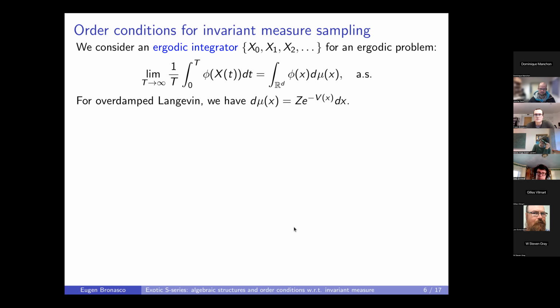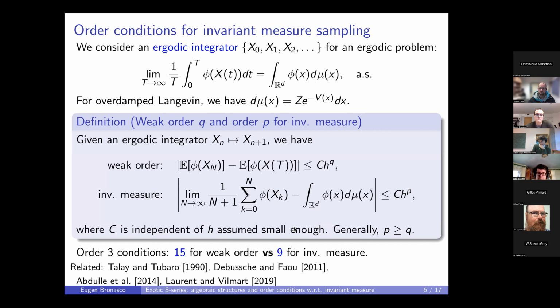Since we work in a stochastic context, we have multiple ways to converge to the solution. Right? We can converge in a strong way, we can converge in a weak way, and we can converge in an invariant measure if we're working in an ergodic context. Okay, so this gives us several notions of order of a numerical method. So here we have the weak order and the order with respect to invariant measure.